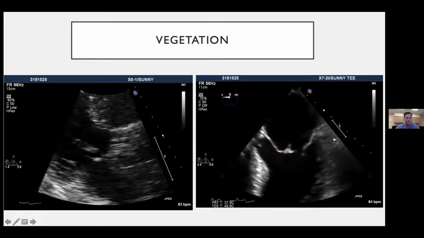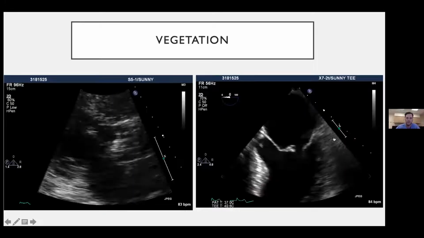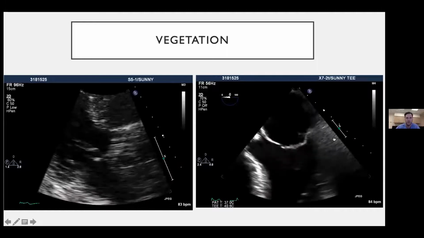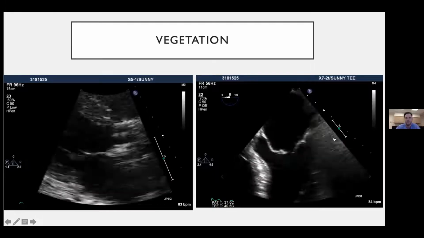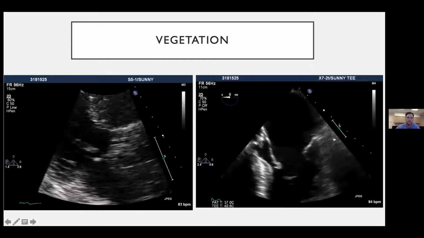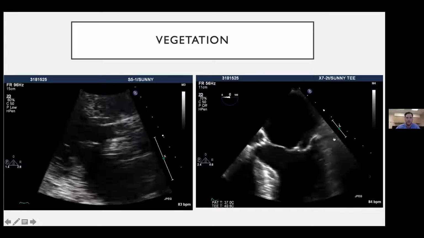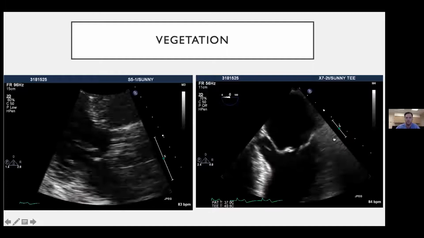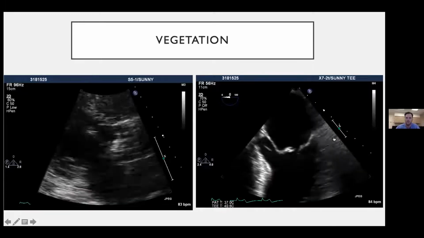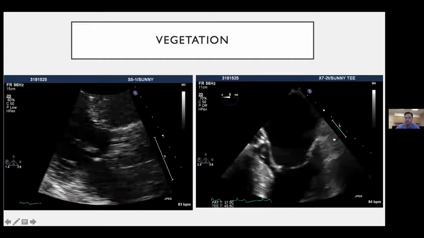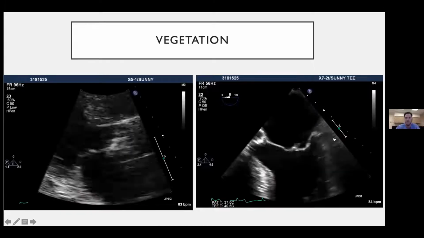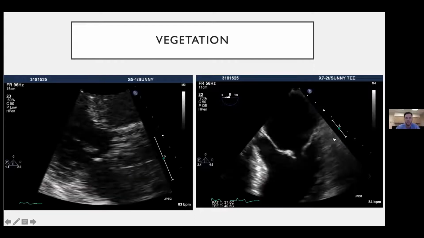So vegetations are often also irregularly shaped and of really variable size. The echo density is usually similar to the myocardium, but the echo density can increase with chronicity. And the where is also quite important. So they typically form at sites of endocardial damage or pressure differentials, and so therefore have a predilection for valves, intracardiac shunts, and are often found in the path of regurgitant jets.